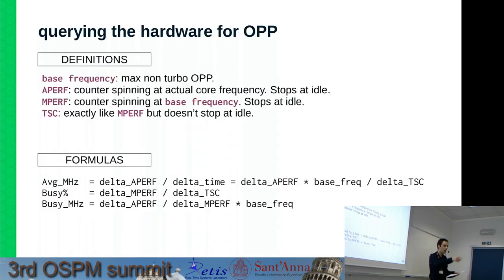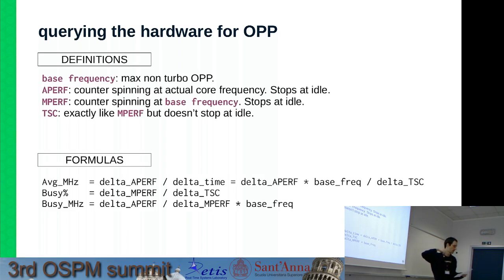So, about querying for the frequency you were at in the recent past. On x86, as I said, it's hard to know the maximum frequency, but at least the frequency seen in the recent past can be measured to some extent. Let me describe a few model-specific registers. A-perf is a counter spinning at the actual frequency of the core. A-perf, average performance, stops incrementing when the core is idle. M-perf is a counter spinning at the maximum non-turbo frequency, which is a known constant value.